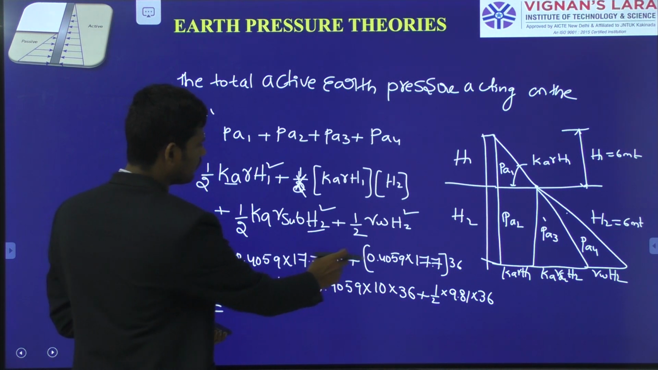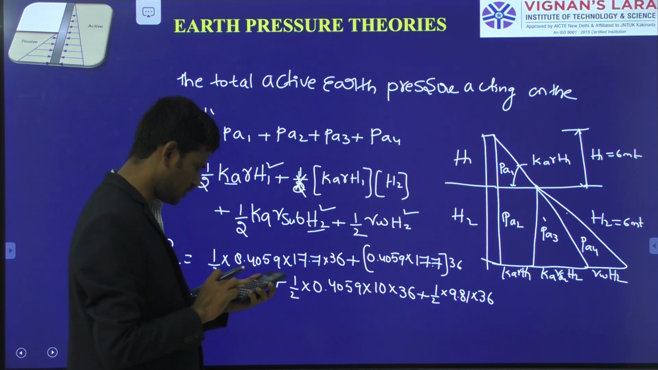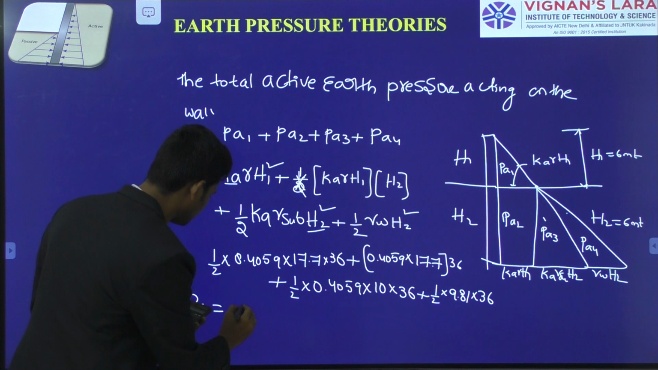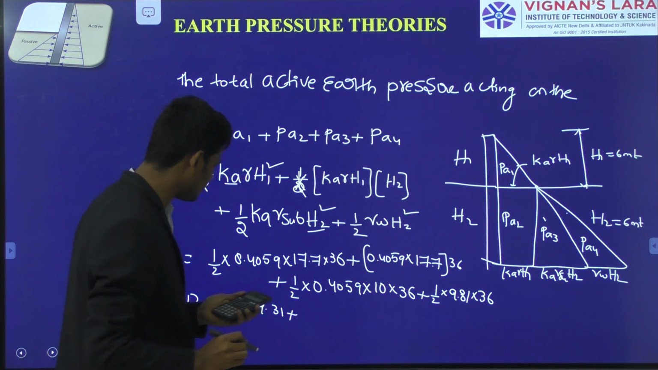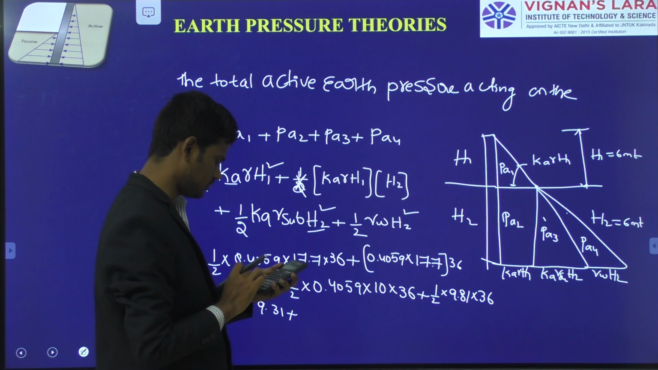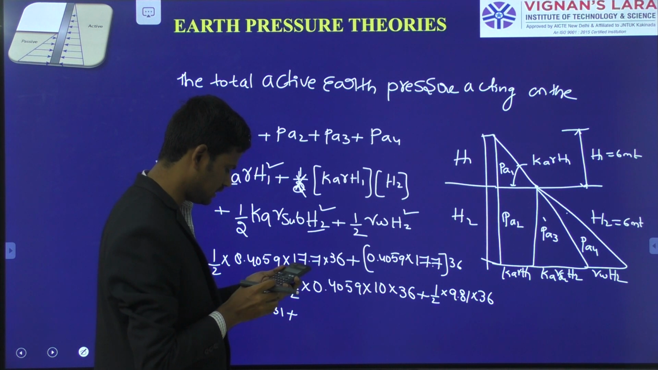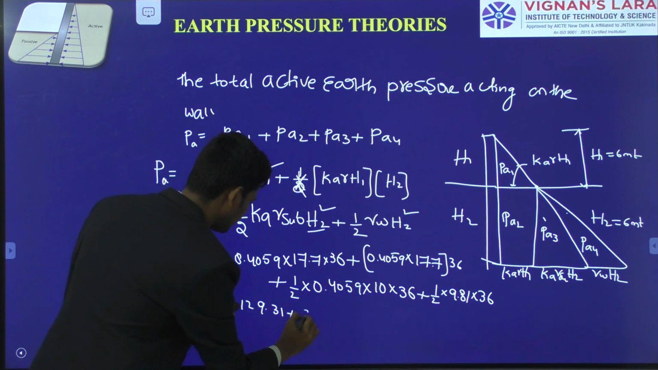First I will write PA1, PA2, PA3 plus PA4. PA1 value I will write here 0.50 into 0.4059 into 17.7 into 36. Okay, I am getting this PA1 value as 129.31 kilonewton per meter. Next we are having the area of this pressure diagram, 0.4059 into 17.7 into 36. I am getting this area of the pressure diagram PA2 as 258.63.